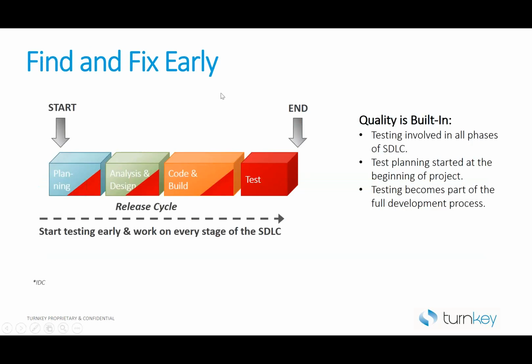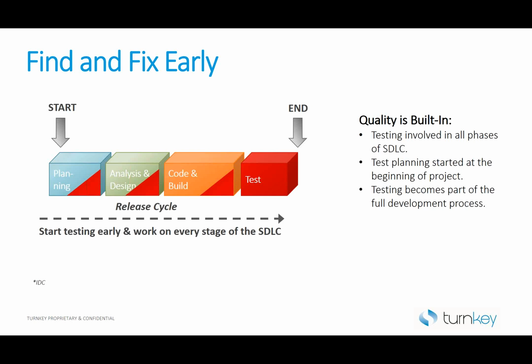So when we talk about that sort of definition of DevOps, it means integration and collaboration. It means moving the testing process further to the left, or earlier in the process, so it's fully integrated. So testing becomes involved in all phases of the software development lifecycle. Test planning gets started at the beginning of the project rather than at a handoff point, and testing, in fact, becomes part of the full development process.